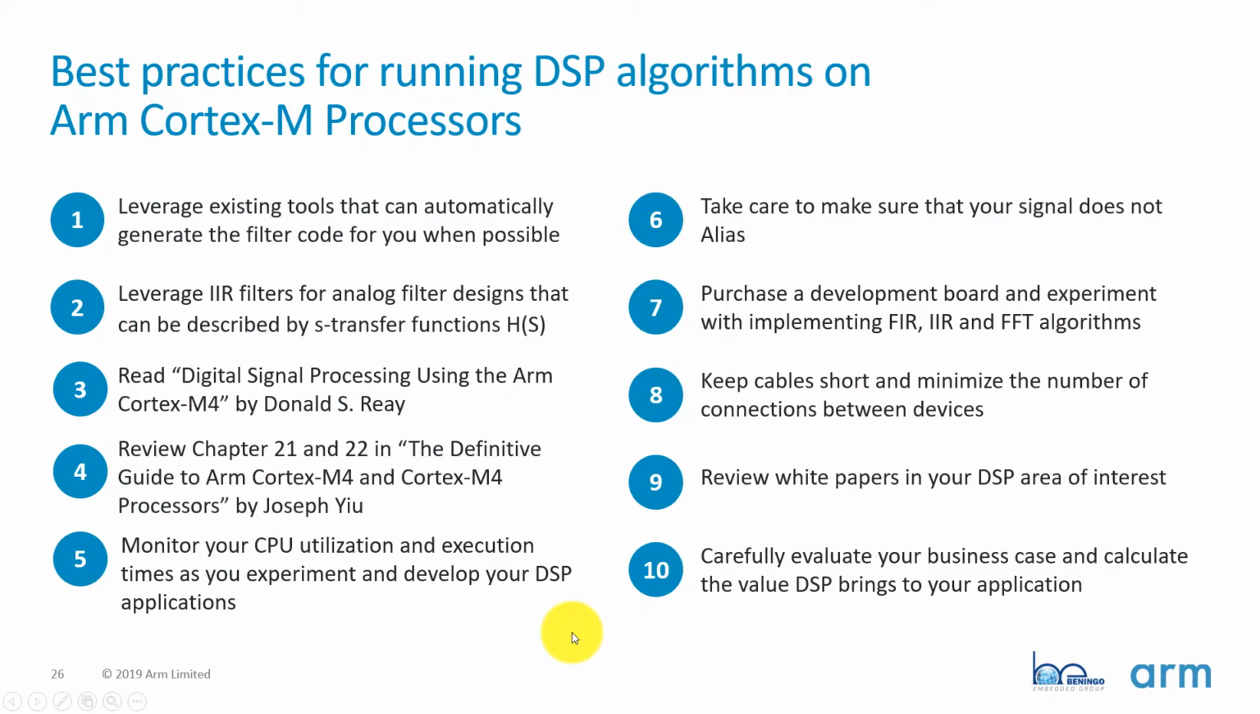Now, we've talked about a lot of things in just the course of this last hour. I want to leave you with a couple of best practices for running DSP algorithms on ARM Cortex-M processors. And I obviously can't cover all of these again in detail since we're running a little bit short on time, but I do want to leave you with some of the important ones. First, I want to make sure that you leverage existing tools that can automatically generate code for you whenever possible. Don't reinvent the wheel. A lot of times, I think as developers, we think, oh yeah, I can do that better, or I don't want to spend $500 on that tool, I can do it. It ends up being a lot easier to just go and get things that already exist.